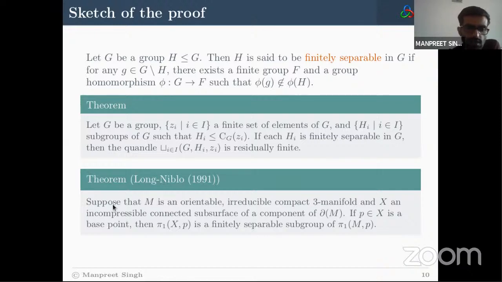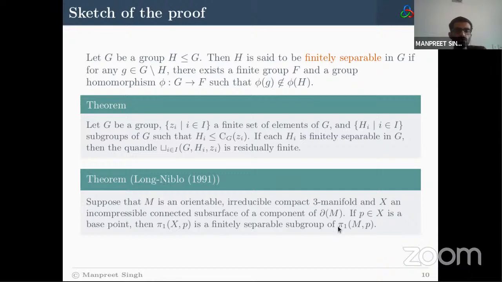Moreover, Long and Niblo studied the finite separability of fundamental groups of boundaries of three manifolds. In particular, they proved that if M is an orientable, irreducible compact three manifold and X is an incompressible connected subsurface of a component of the boundary of M, then the fundamental group of X is a finitely separable subgroup in the fundamental group of M.